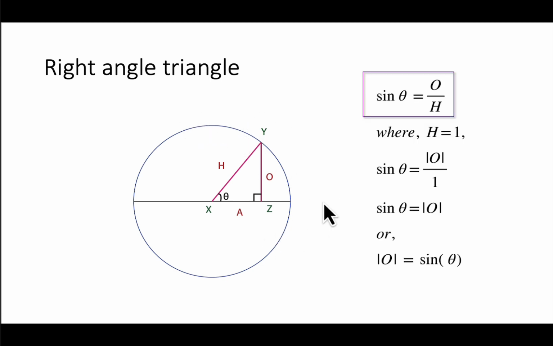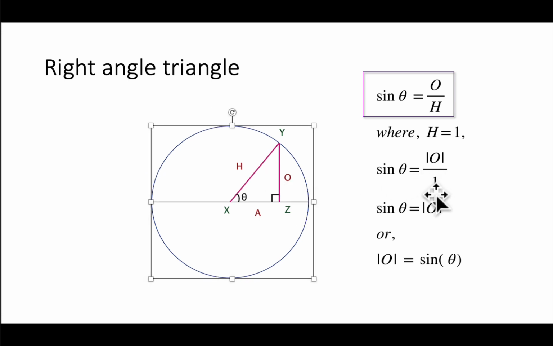Now if we look at the same circle with the right angled triangle with the angle theta, we know that sine of theta is opposite divided by hypotenuse. But because the hypotenuse in this circle is 1, a unit of 1, the sine of theta is O divided by 1, which is the same as saying the sine of theta is the length of O. In other words, the length of O is the sine of theta.